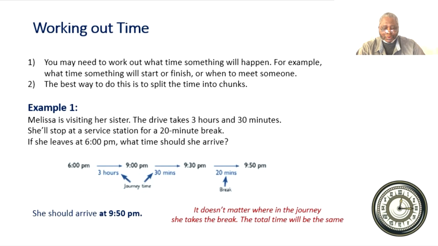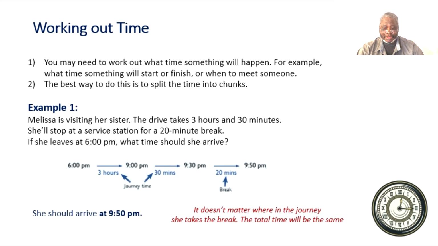You may need to work out what time something will happen. For example, what time something will start or finish, or when to meet someone. The best way to do this is to split the time into chunks, similar to what we did previously. Example 1. Melissa is visiting her sister. The drive takes 3 hours and 30 minutes. She will stop at the service station for a 20-minute break. If she leaves at 6 p.m., what time should she arrive?